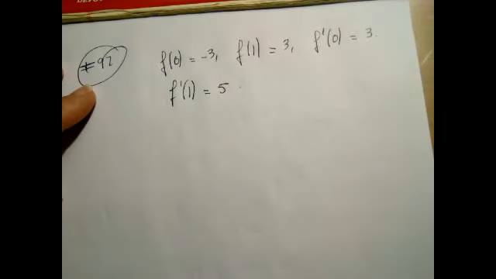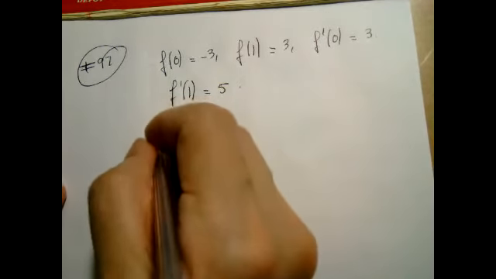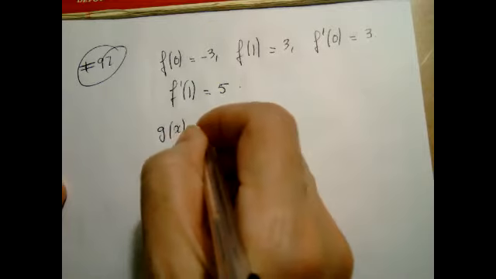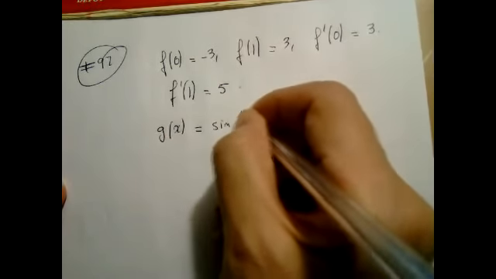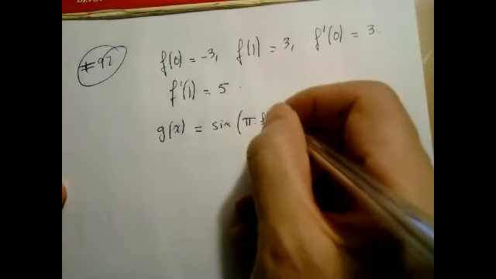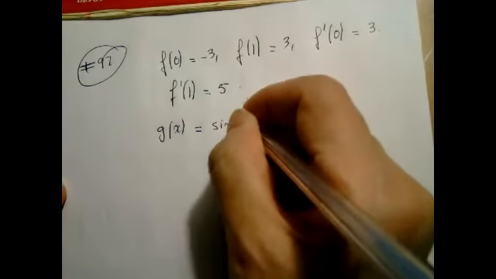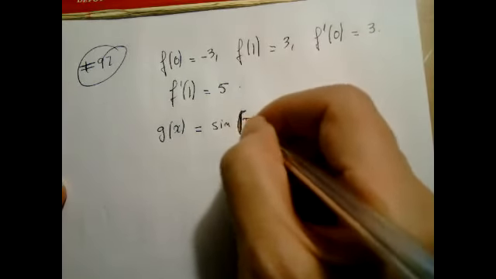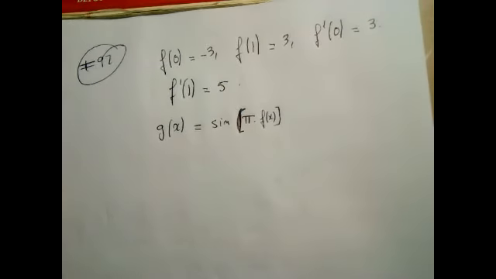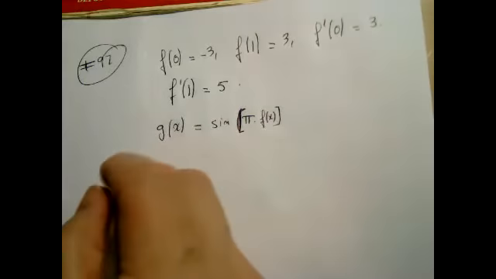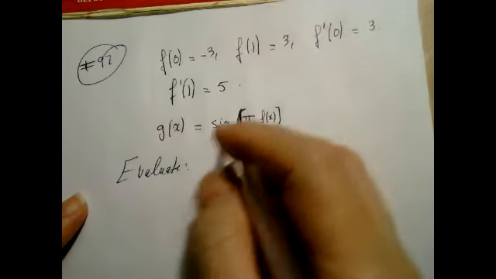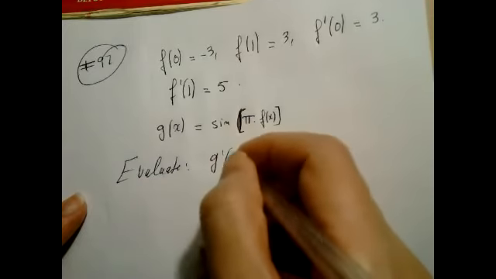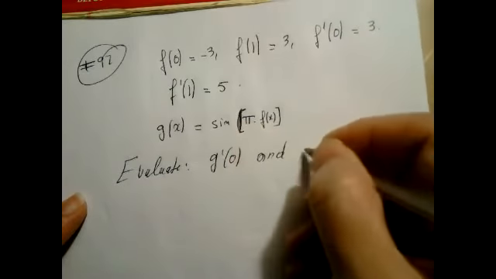And then they created a function. They called it g of x. And g of x is the sine of pi times f of x. So what's inside the sine? What's inside the sine is pi times f of x. And here's the question. We need to evaluate g prime at 0 and g prime at 1.